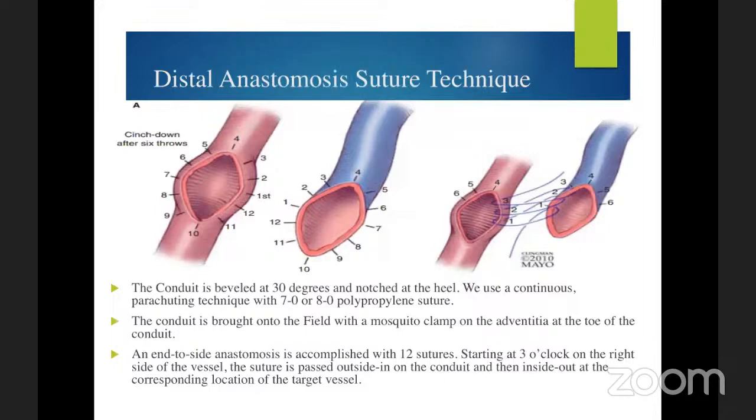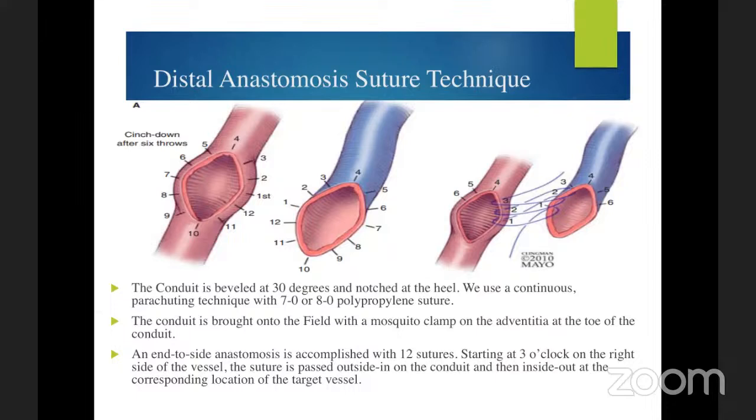So now we'll talk about distal anastomosis suture technique. The conduit is beveled at 30 degrees and notched at the heel. We use a continuous parachuting technique with 7/0 or 8/0 Prolene suture. The conduit is brought into the field with a mosquito clamp on the adventitia at the toe of the conduit. An end-to-side anastomosis is accomplished with 12 suture, starting at 3 o'clock on the right side of the vessel.